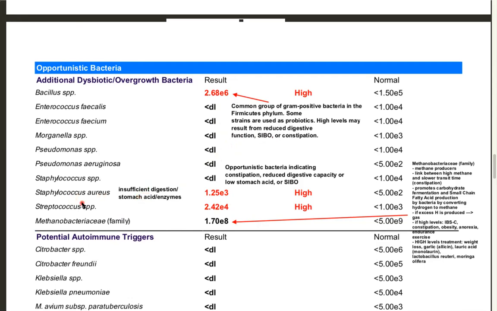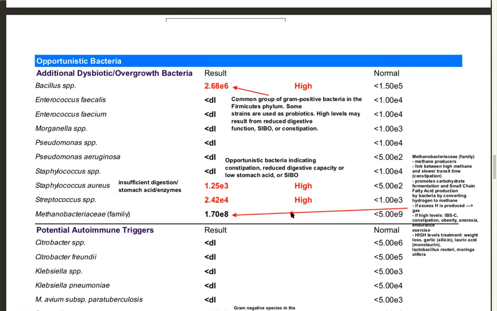So here we have an overgrowth of staph and strep. Again, overgrowth of these bacteria can be caused by insufficient digestion, low stomach acid, insufficient enzymes, and we'll see at the end, there is a marker for measuring pancreatic enzymes. So we have to, again, keep in mind and look at all the other markers on this test to really have a good picture of what's going on.